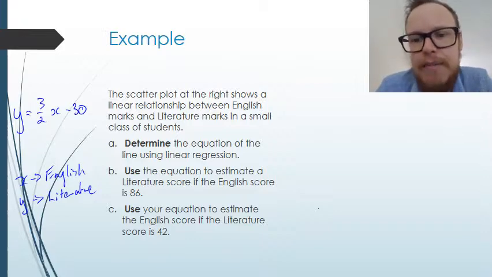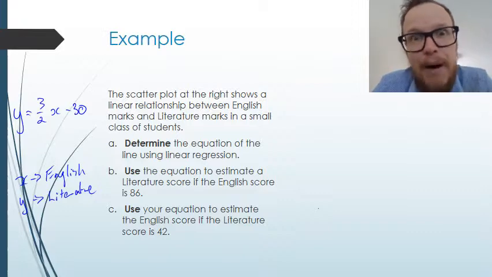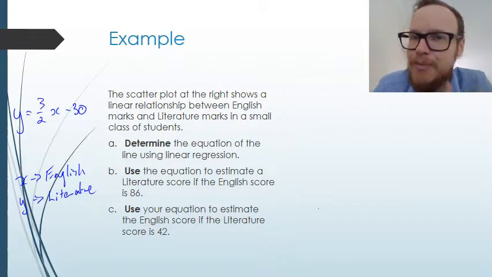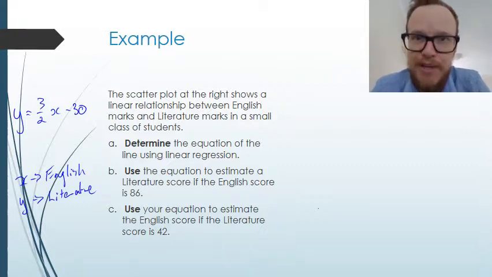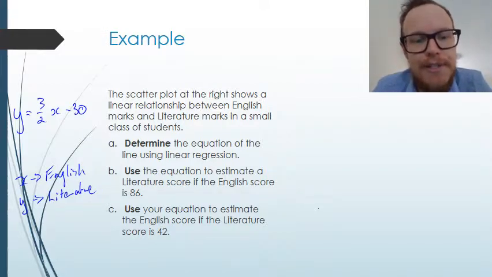If I start going much above an English score of 86, which is possible, it's possible to achieve more than 86 in English, then the percentage that I'm going to get for literature is going to go above 100%. Is that possible? It's not really possible to get more than 100% for an exam. So we can see that there is a limitation to the results here. We're obviously not going to be able to get more than 100% on our literature exam. A key limitation to consider.